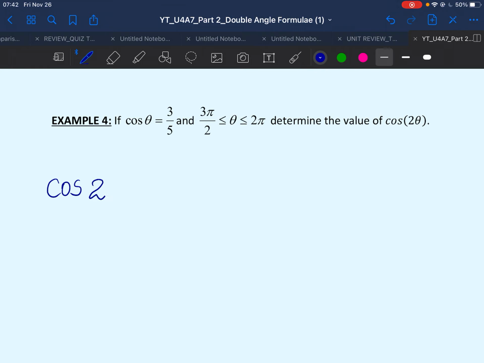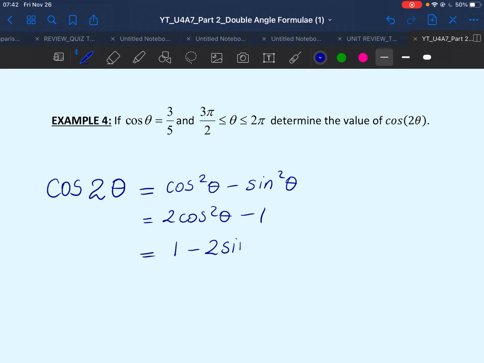So we are trying to find cos 2 theta, and I'm going to start my thinking process from the question asked, because that's my ultimate goal. If I want to find cos 2 theta, I have various options because I know a couple of formulas for it. First is cos squared theta minus sine squared theta. Then I have the option of 2 cos squared theta minus 1. And another option is 1 minus 2 sine squared theta.